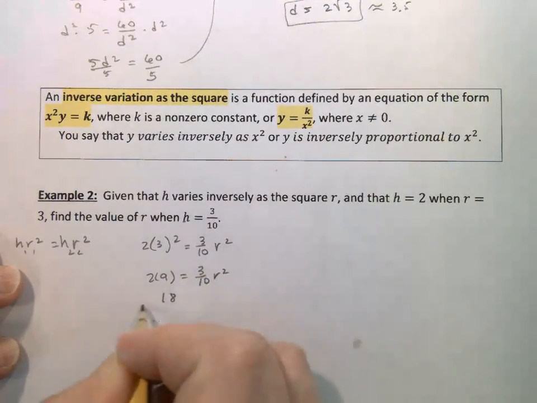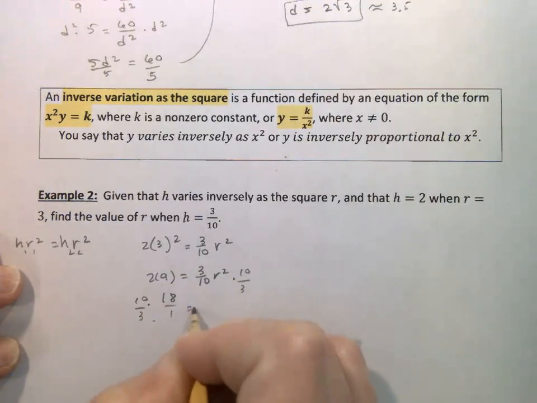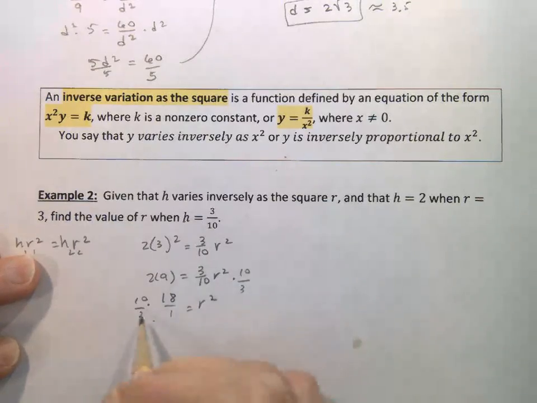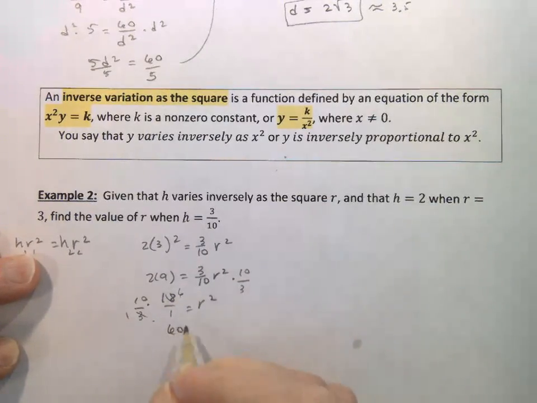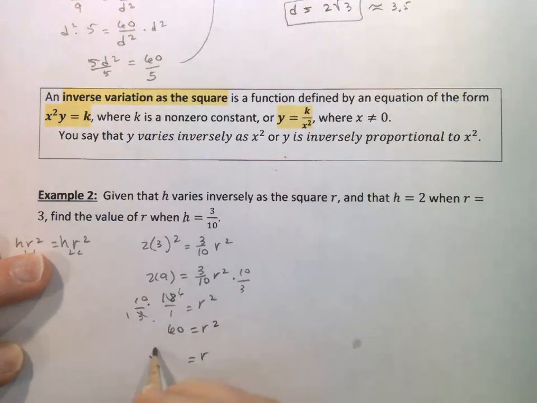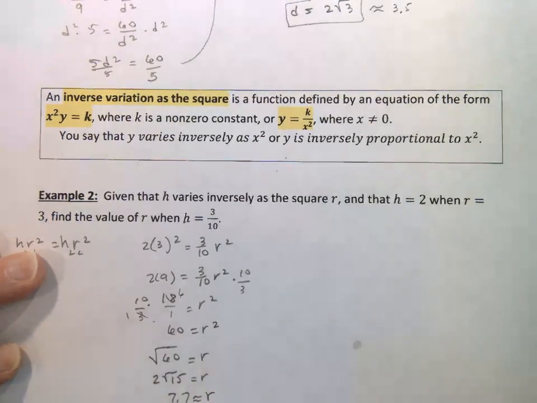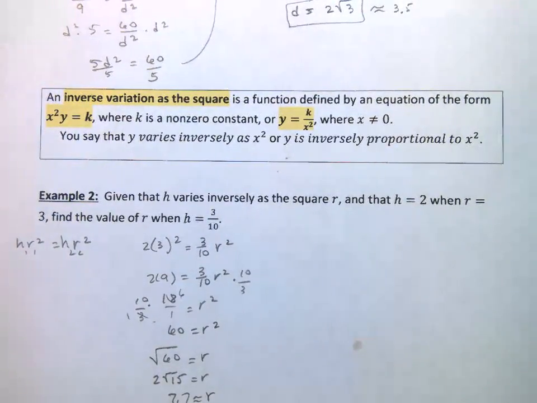This is 18. I'm going to multiply that by 10 over 3 equals r squared. So this will cancel, and I get 60 is equal to r squared. So r would equal the square root of 60, which I can factor as 4 times 15. So that would be 2 square root of 15 is equal to r. And if this was a word problem, I would find the decimal equivalent. It's about 7.7.